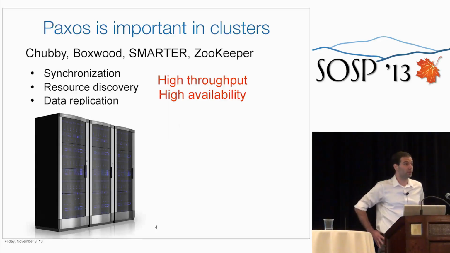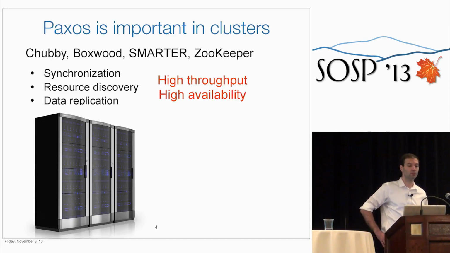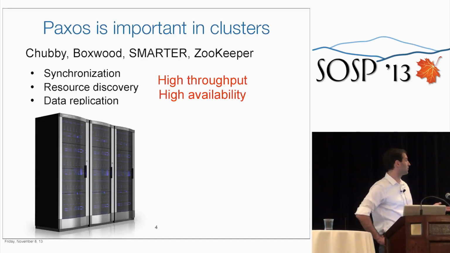And Paxos is important. For example, in local area clusters, systems such as Chubby, Boxwood, Smarter implement Paxos. Zookeeper uses a protocol very similar to Paxos. And they use Paxos for operations such as distributed synchronization, resource discovery, and even on the data path. And because we build bigger and bigger clusters, there is increasing pressure on these implementations of Paxos to have both high throughput and high availability.